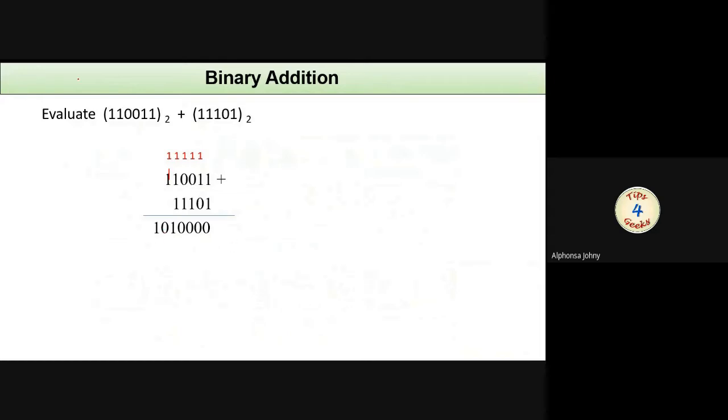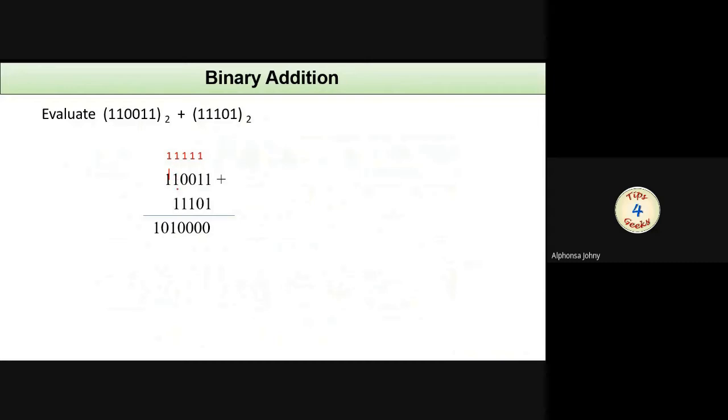I will explain it once more. First, these two ones, 1 plus 1, 0 with a carry 1, that is written over here. Then we have to add this 1 and 0. The answer is 1. Then 1 plus 1, 0 with a carry 1. It is written over here. Then 1 plus 0 is 1, plus 1. The answer is 0 with a carry 1. Then that carry is written over here. We have to add these two ones. 1 plus 1, 0 with a carry 1, and it is forwarded to the next higher bit position.